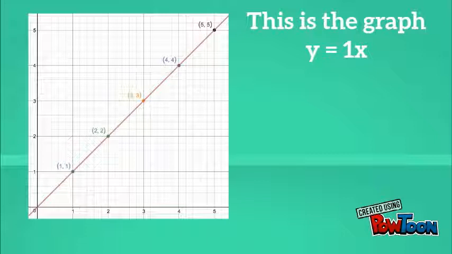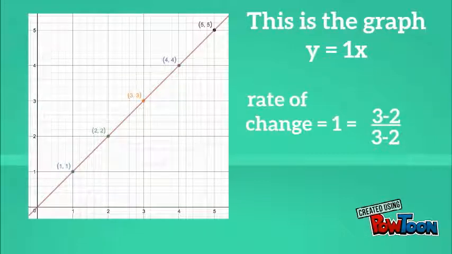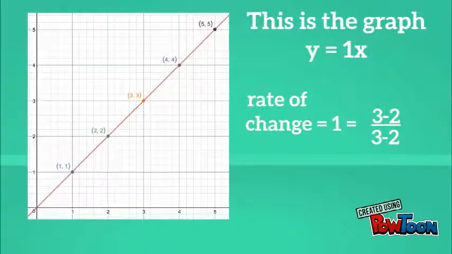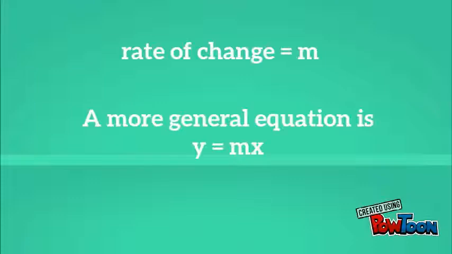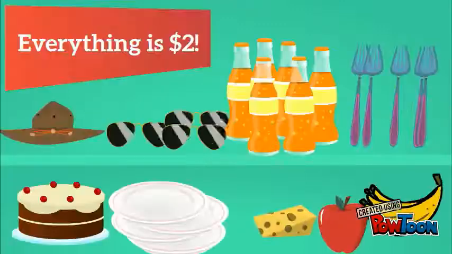In fact, this linear function is the equation y = x. Its rate of change is 1, and we calculate this by looking at two points, in this case (2, 2) and (3, 3), and calculating it based on our formula. Recall that the rate of change is denoted by m. So a more general equation for our previous is y = mx.